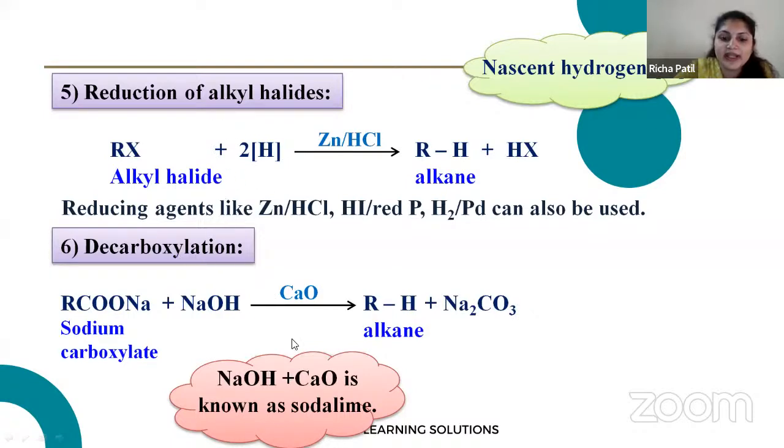Decarboxylation. What do you mean by decarboxylation? Carbon dioxide is removed. See here, RCOONa, that is sodium carboxylate, when you treat it with NaOH and CaO. Remember what is soda lime? Soda lime is NaOH and CaO. What is CaO? Calcium oxide. So sodium hydroxide with calcium oxide is nothing but your soda lime.